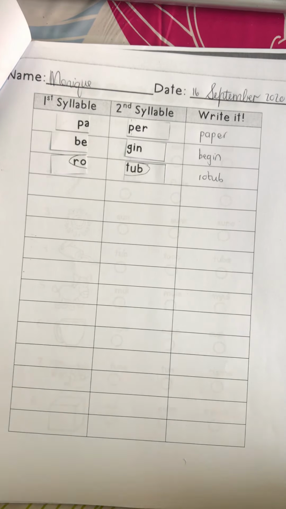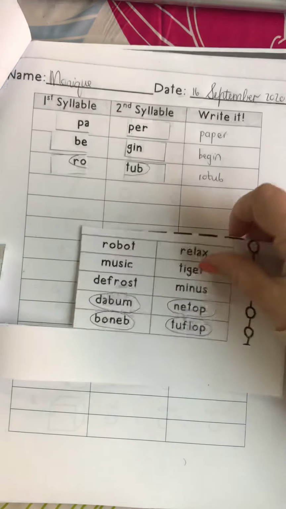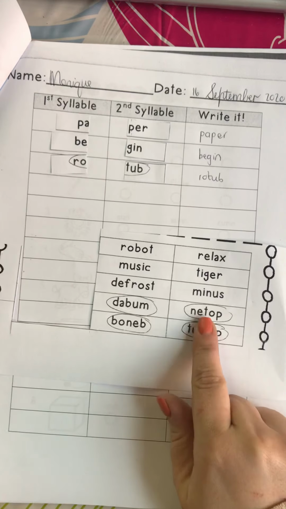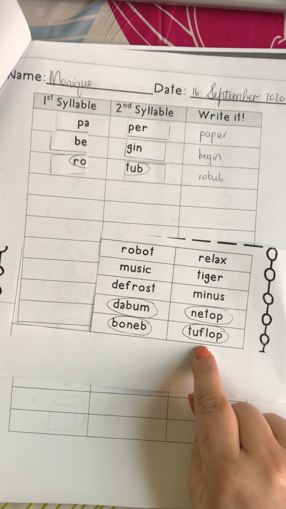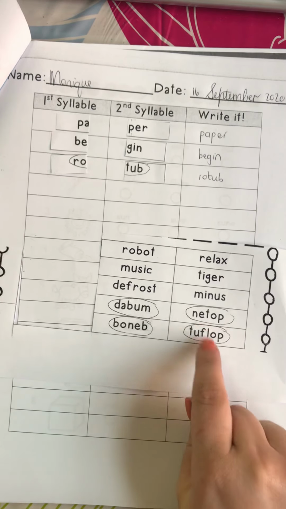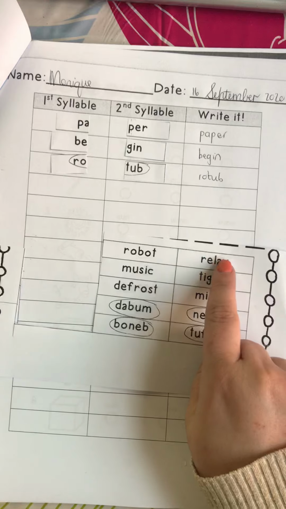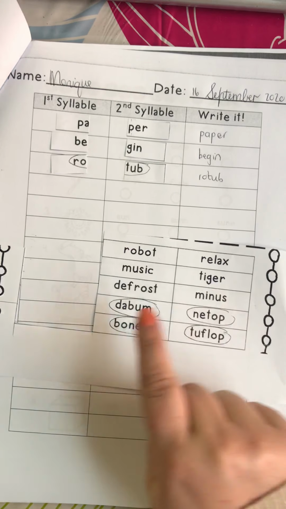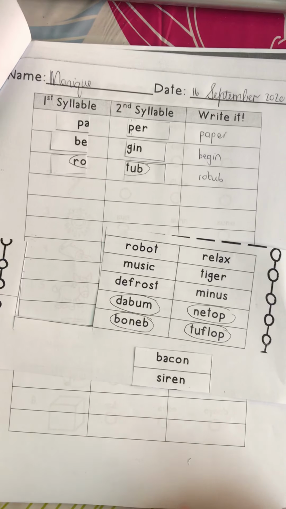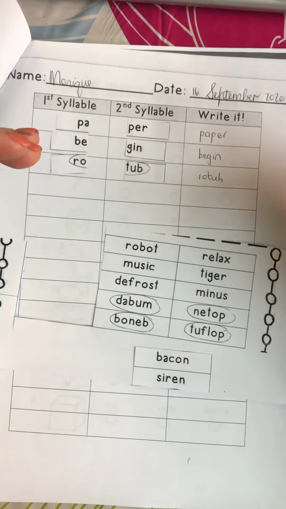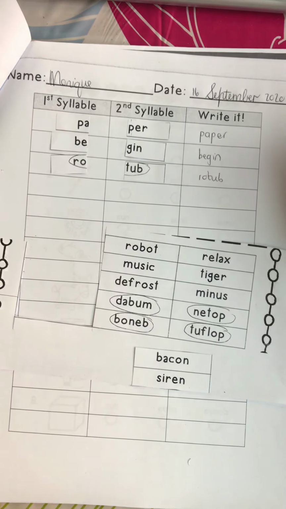Remember the ones that are circled, which are dabum, netop, bonep, and toughlop, do not exist. These are not real words. Robot, relax, music, tiger, defrost, minus, bacon, and siren are real words. Good, so you can go ahead and do this activity exactly like we did here at the top. Enjoy.